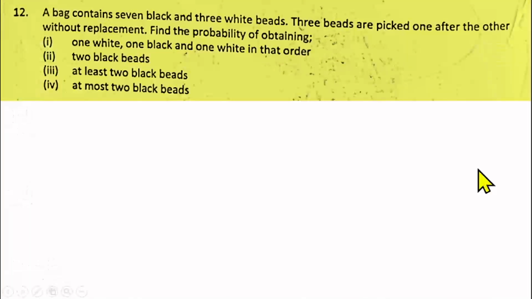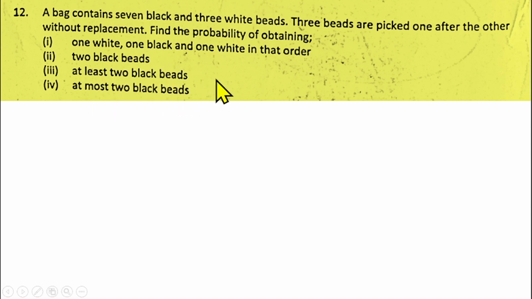Then the last question for today is from probability. A bag contains 7 black and 3 white bits. 3 bits are picked one after the other without replacement. Find the probability of obtaining 1 white, 1 black, and 1 white in that order; 2 black bits; at least 2 black bits; at most 2 black bits.